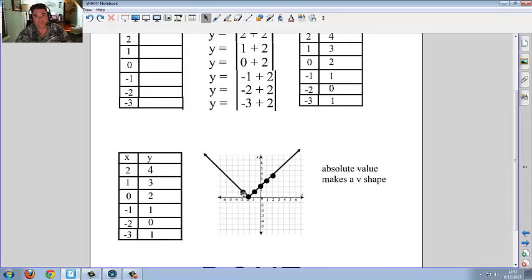So when you graph this, notice here how it doesn't form a U shape, it doesn't form a straight line, it forms a V. Why a V? Because it's positive on one side and it's the negative reflection of the other. So it's basically a V shape.